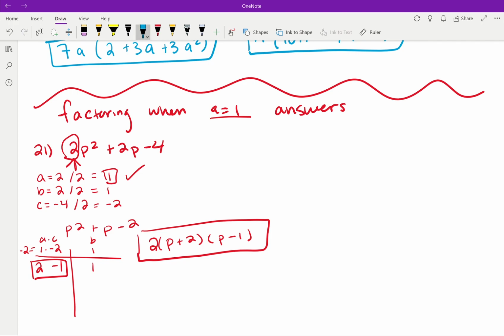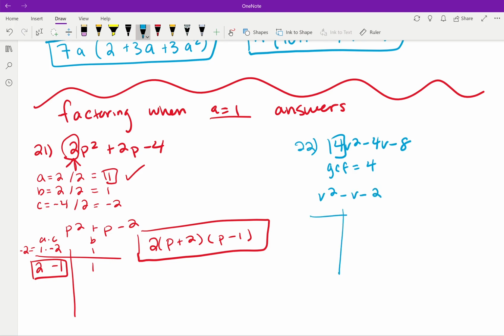Okay, let's look at number 22. Number 22 says 4v squared minus 4v minus 8. Remember, this is factoring when a is equal to 1, so our a value has to be 1. Since it's not 1, that tells us there's a GCF, and the GCF here is 4. So I'm going to divide all of the a, b, and c by 4. So I have v squared minus v minus 2.